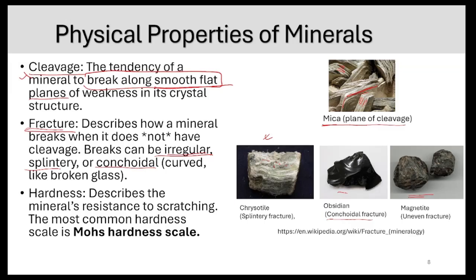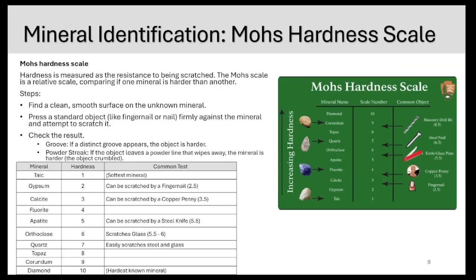And one more property that's mostly used is hardness, and hardness is defined as a mineral's resistance to scratching. So not based on fracture, rather whether we can scratch the mineral or not. And this is measured using a hardness scale called the Mohs hardness scale, which ranges from 1 to 10.